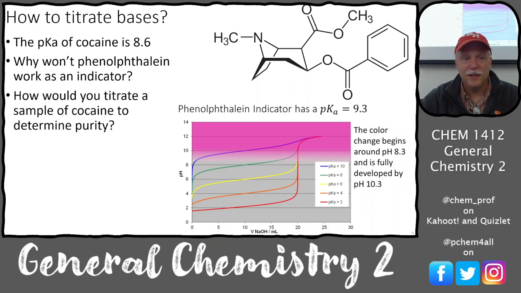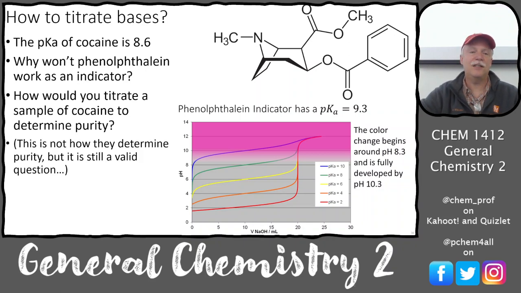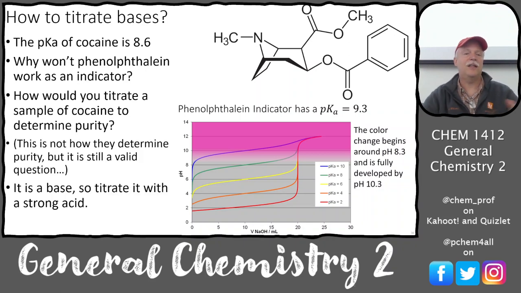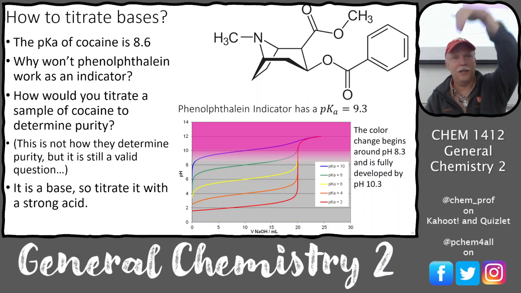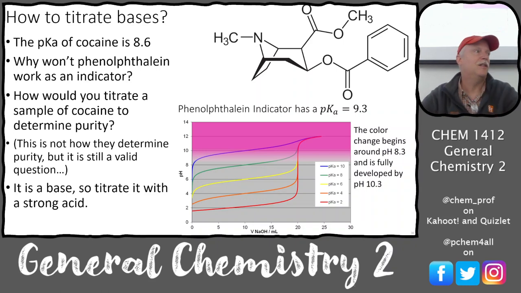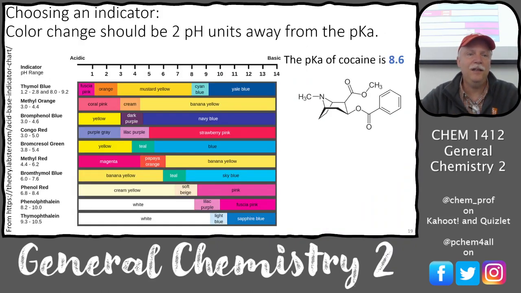So how would you titrate a sample of cocaine since it's a base? Let's use an acid. So let's titrate it with acid, so we go the other way. We start with a basic solution, and then we titrate with an acid, and then the pH falls. And so we want to find an indicator that changes 2 pH units away from the pKa.